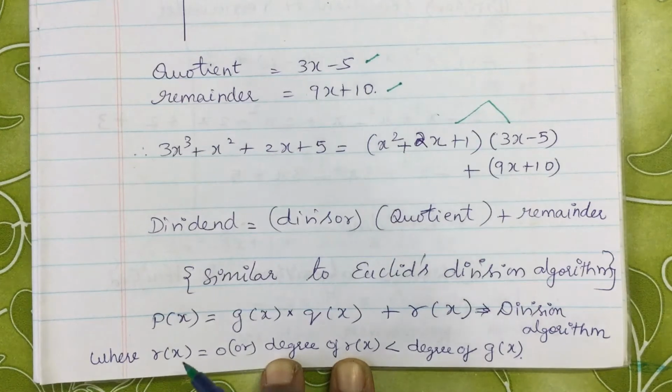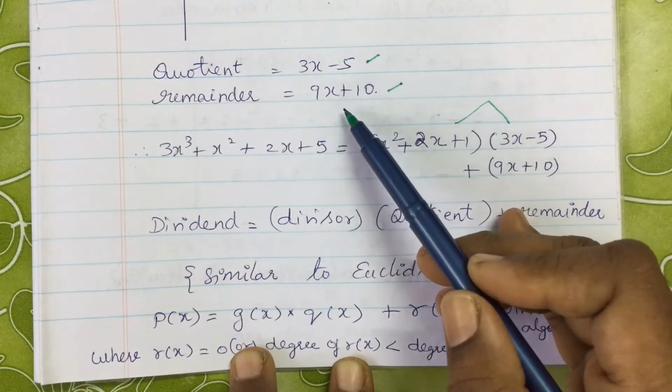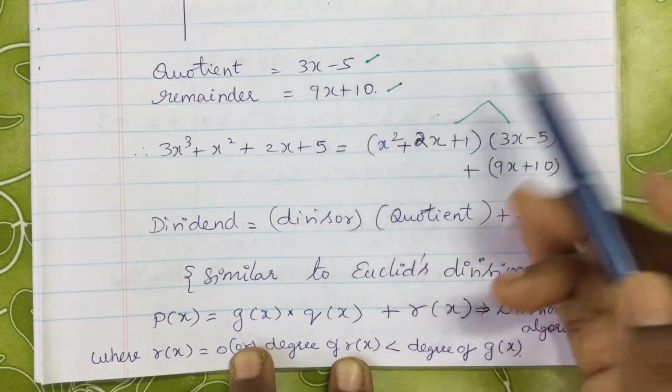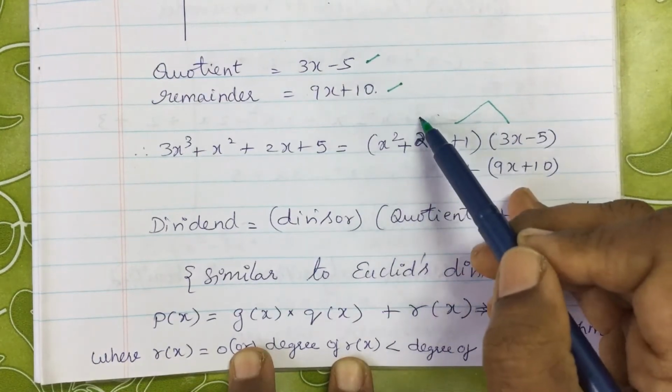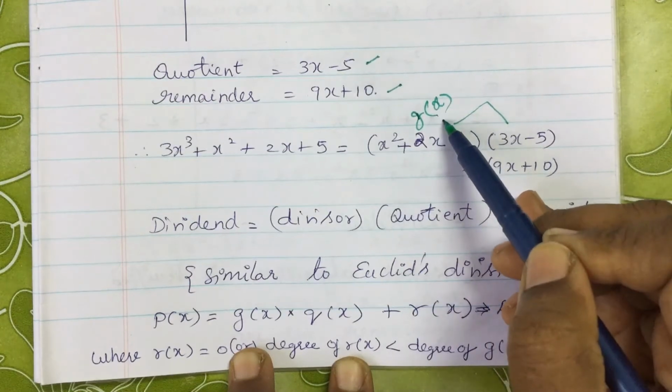And always if you note down, your R of x is 0, or sometimes the degree of R of x is less than the degree of G of x. If you see here, your G of x is a divisor and R of x is a remainder. So here your remainder is 9x plus 10. What is your divisor? Divisor is this thing. G of x is here.